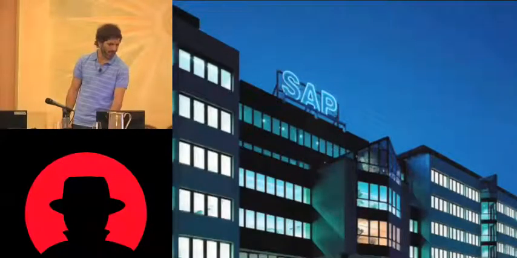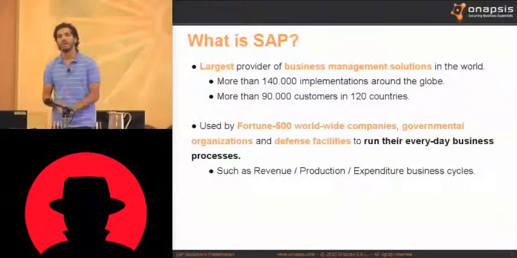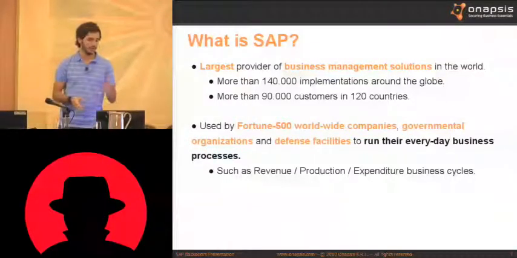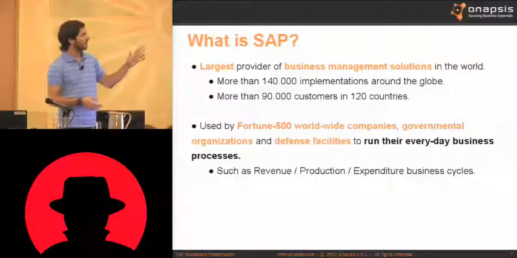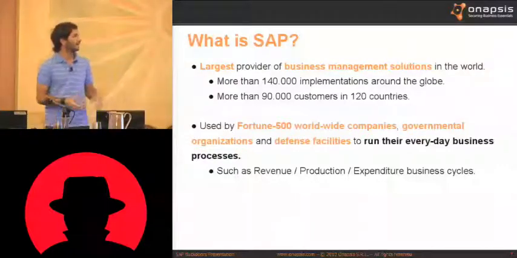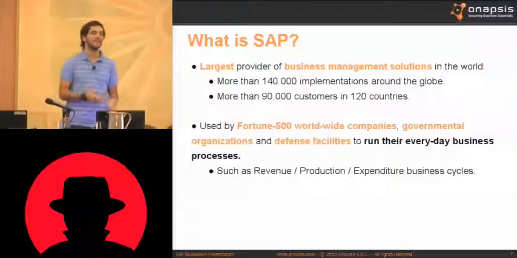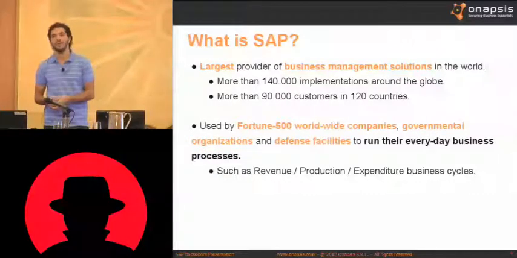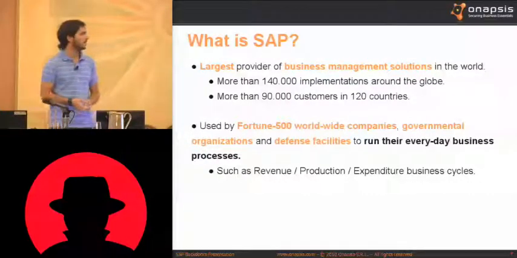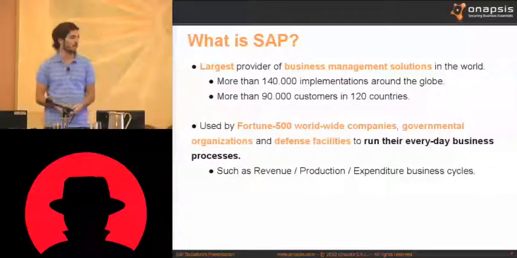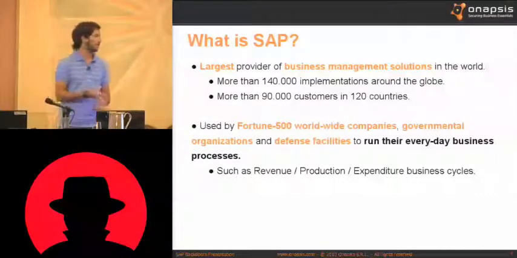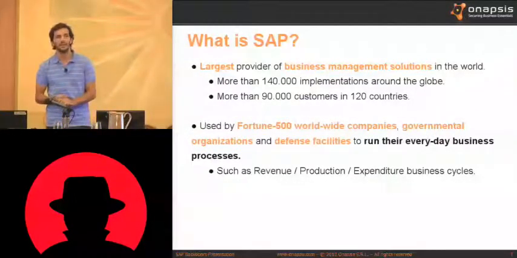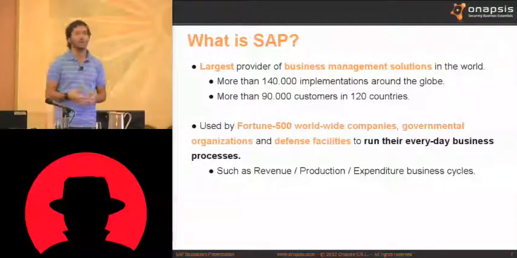So, what is SAP? SAP is actually the largest provider of business solutions in the world. SAP has more than 140,000 implementations around the globe, and more than 90,000 customers. Okay? More than 90,000 companies in the world are currently using SAP systems. Which kind of company? Usually not very small companies. SAP is used by pretty much every Fortune 500 worldwide company, governmental entities, defense facilities, and they use it not just for a simple process or something that is not critical. They're running their everyday business processes through those systems.